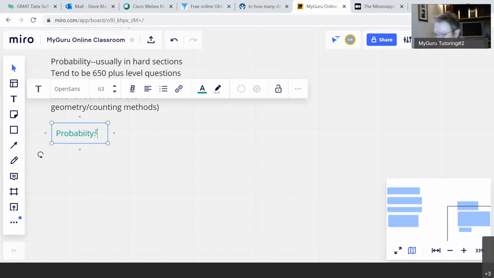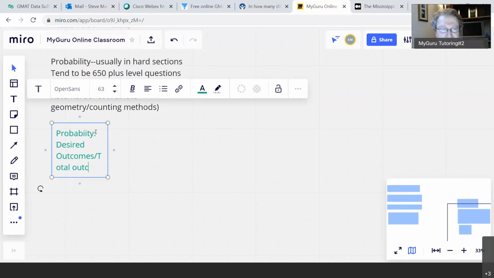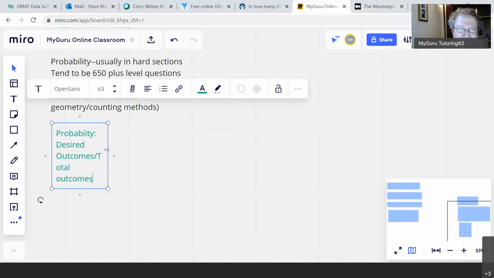Yeah, exactly. Right. So it's outcomes that you want over total outcomes. Desired outcomes over total outcomes. So those are generally pretty straightforward.